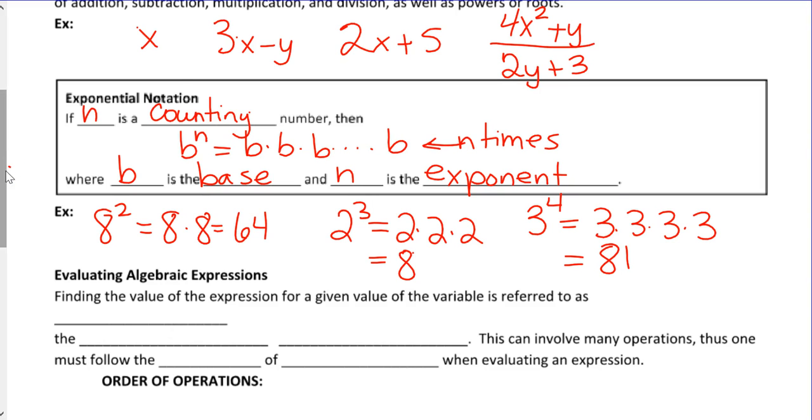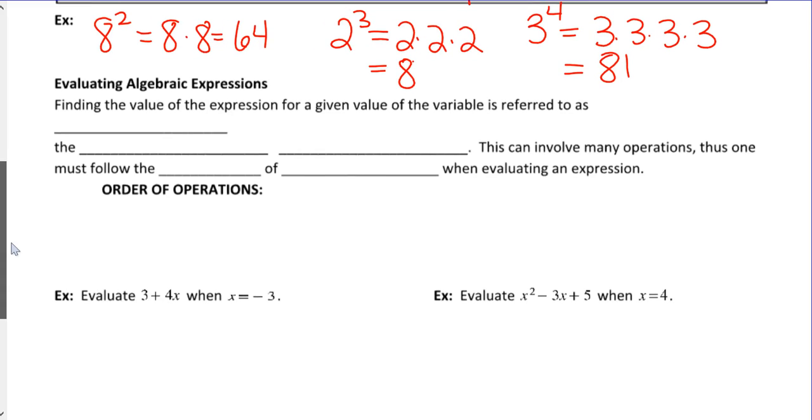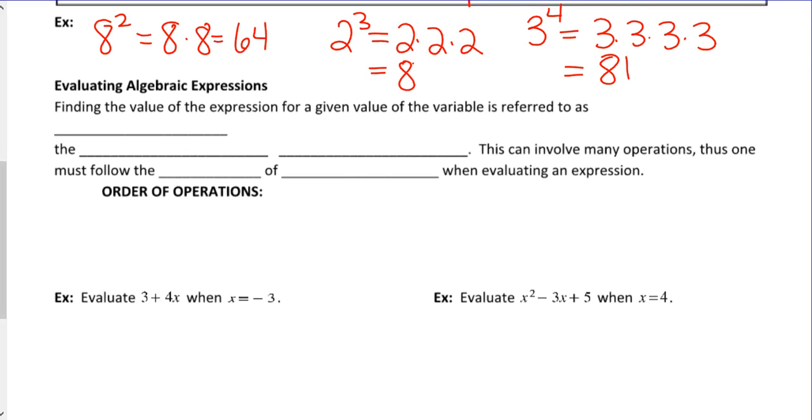So with an algebraic expression, like I alluded to before, we can use these to evaluate. Finding the value of an expression for a given value of a variable is referred to as evaluating the algebraic expression. And this can involve many operations. Thus, one must follow what we call in math the order of operations.